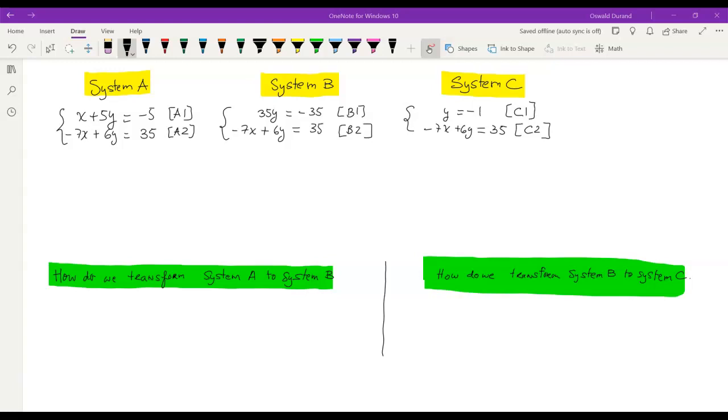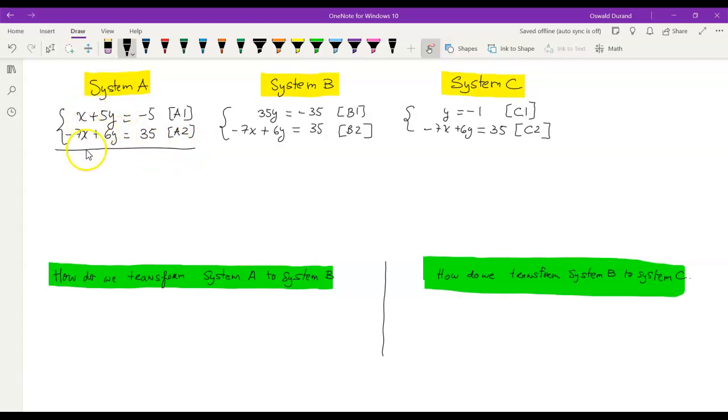So I use another problem to explain the problem that you sent me by email. We're going to go through the process of transforming system A to system B, and then from system B to system C. First we have to understand that we are kind of using the elimination method in order to transform from one system to another. Okay, so the elimination method goes as follows.